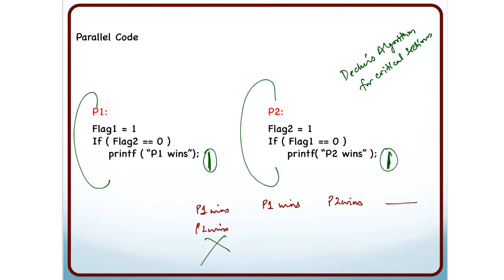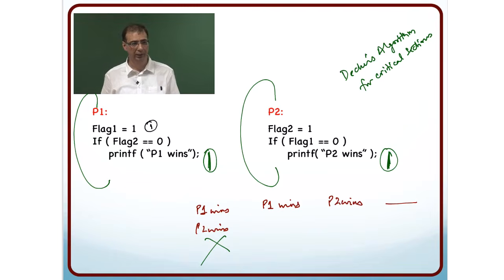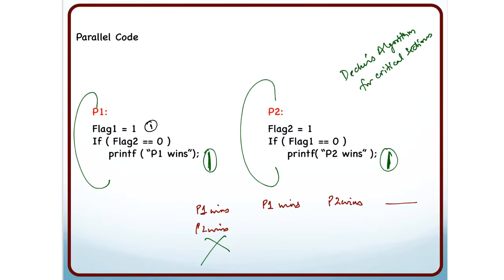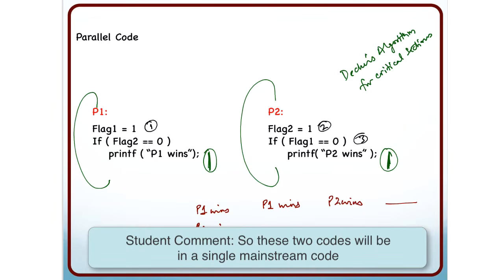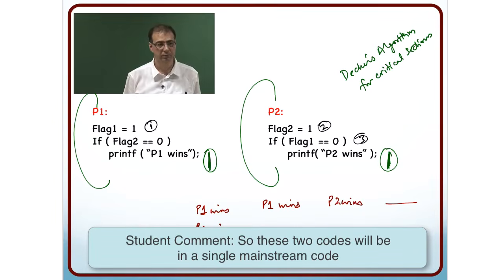All right, let's come back to the question: on a uniprocessor, how can it happen that nobody prints anything? So here's how it can happen. This is the first instruction to be executed, flag 1 equal to 1, right? And then the program gets swapped out and the other program gets scheduled, right? So the other program executes the statement next, and then this statement. These two codes will be in a single mainstream program.